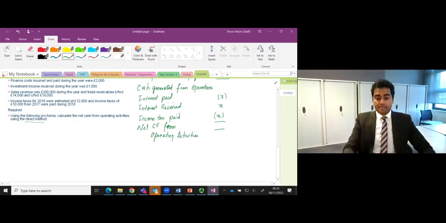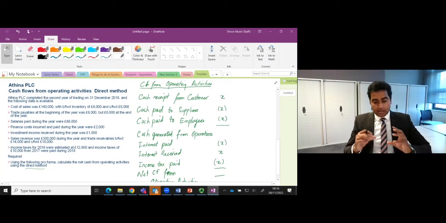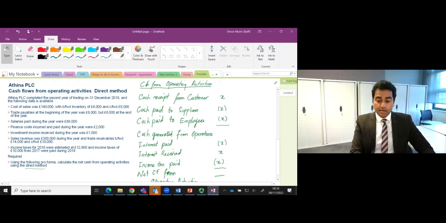So now I have the format in front of me, and it will be easy to guide myself that I need to find the cash receipt from customers, cash payment to suppliers and cash payment to employees. So now I'll read through the question and pick the information which is relevant to find, first of all, cash receipt from customers, or it can be cash paid to suppliers. I can find either of these figures first, depending on the information I have available.